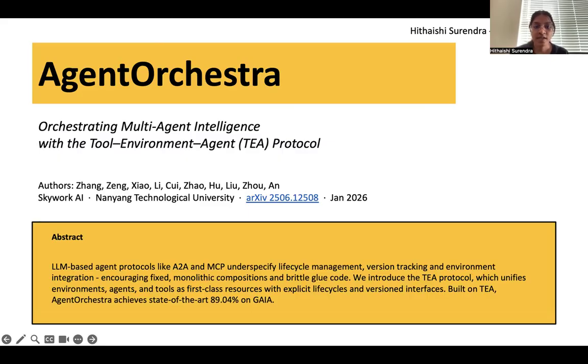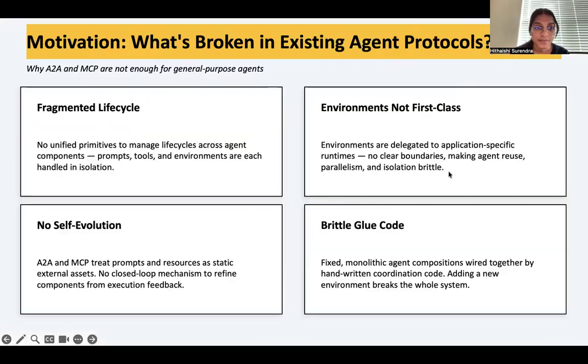It's about building multi-agent AI systems that can handle real-world and complex tasks. The core contribution is something called the T protocol, and the system is built on top of it, and it achieves state-of-the-art results on some pretty challenging benchmarks. So let's get into that.